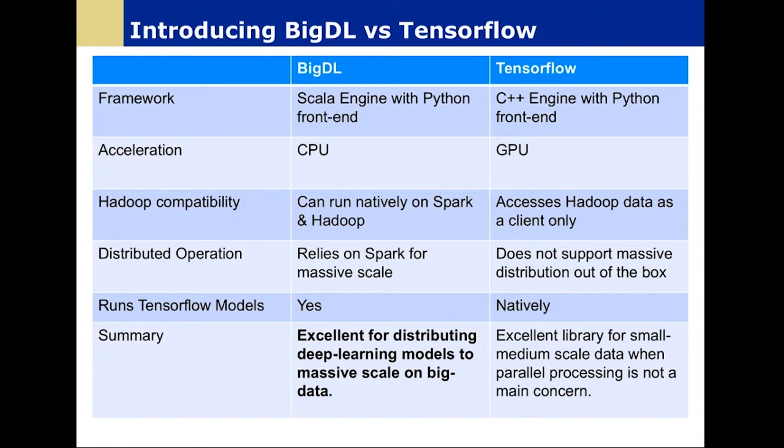BigDL runs natively on Spark and Hadoop, whereas most other frameworks do not run natively. They can, at best, access Hadoop data as a client only. And that's true of TensorFlow as well. BigDL relies on Apache Spark for massive scale. Other deep learning frameworks like TensorFlow do not support massive distribution out of the box, unfortunately. BigDL runs TensorFlow models. And so, in summary, BigDL is going to be excellent for distributing our deep learning models to massive scale on big data.